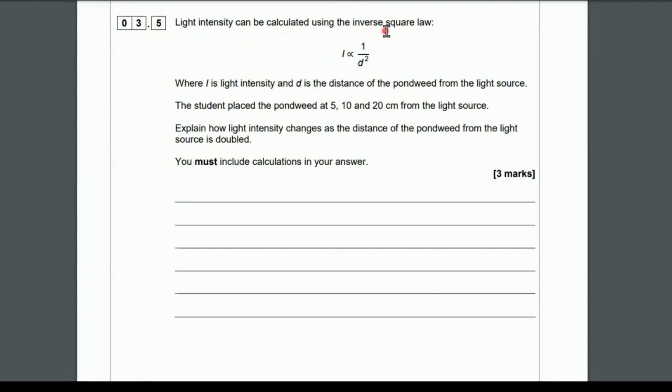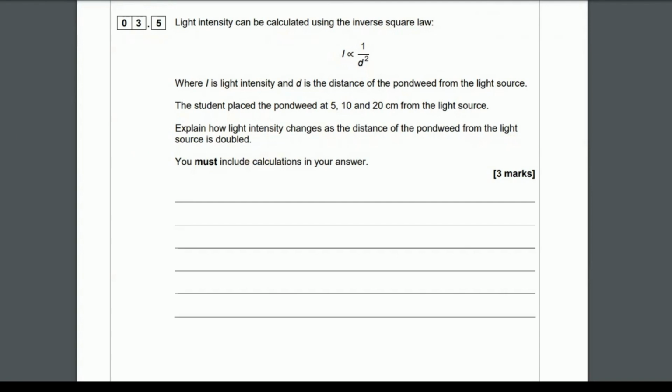Light intensity can be calculated using the inverse square law, where L stands for light intensity, and this is equal to 1 over the distance squared, where D is the distance of the pond weed from the light source. The student placed the pond weed at 5, 10, and 20 centimeters away from the light source. Explain how light intensity changes as the distance of the pond weed from the light source is doubled.